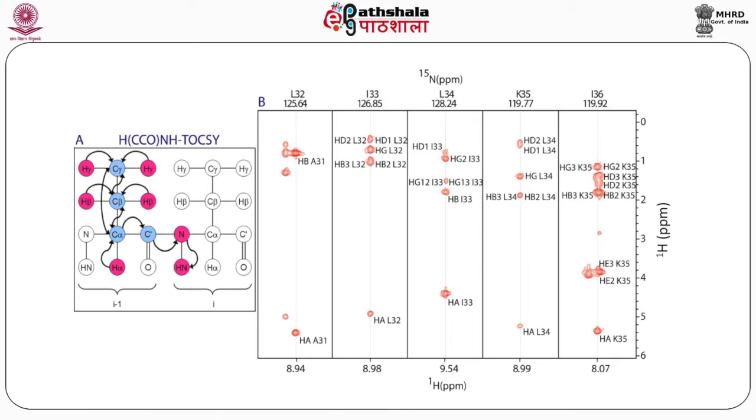At the same time, you can see in the strip of I36 the complex spectrum with many peaks which correspond to the protons of the side chain of K35, which are shown very clearly. At the bottom we have HA of K35, then we have the HE2 and HE3 of K35, which actually have a higher chemical shift because they are attached to an electronegative atom, and above them we have HB2, and then we have the HD2, HD3, and then at the top we have HG2 from K35.